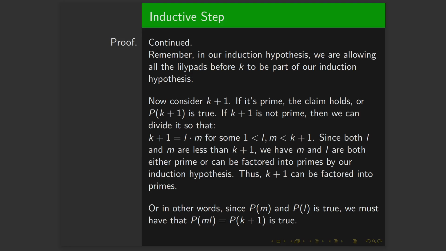And it doesn't matter where it is. That is the interesting part here. L and m can be anywhere from 2 to k, and that's fine. That's actually perfect, because the induction hypothesis holds for those numbers. Thus, k plus 1 can be factored into primes because L and m are either prime or can be factored into primes. Or in other words, using the P notation, P of m and P of L are true. And then you'll notice that this means that P of ml is true, which means that P of k plus 1 is true, since k plus 1 is literally L times m.